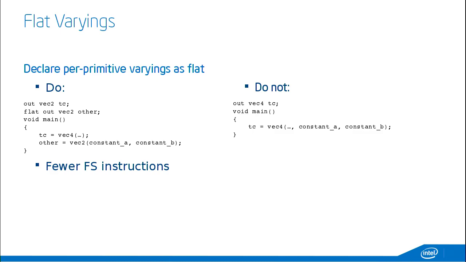So if you have per primitive data, declare that varying as flat. So if you know that you're going to generate the same value for a particular varying in all the vertices of a triangle, declare it as flat, and then we won't generate any of those interpolation instructions.